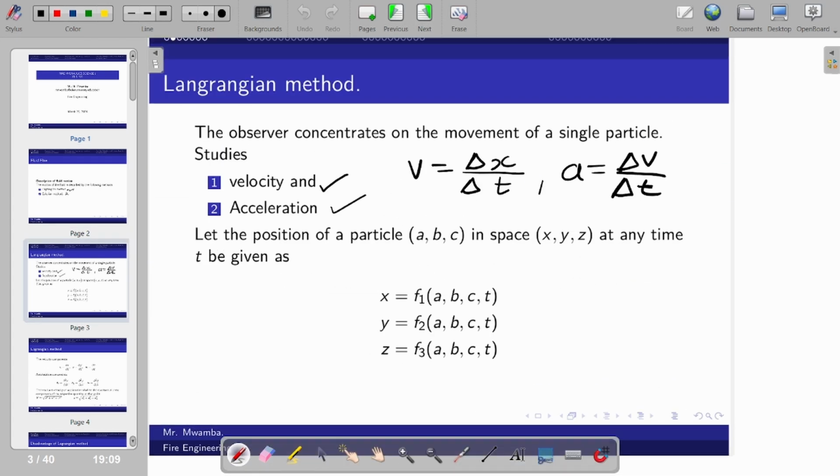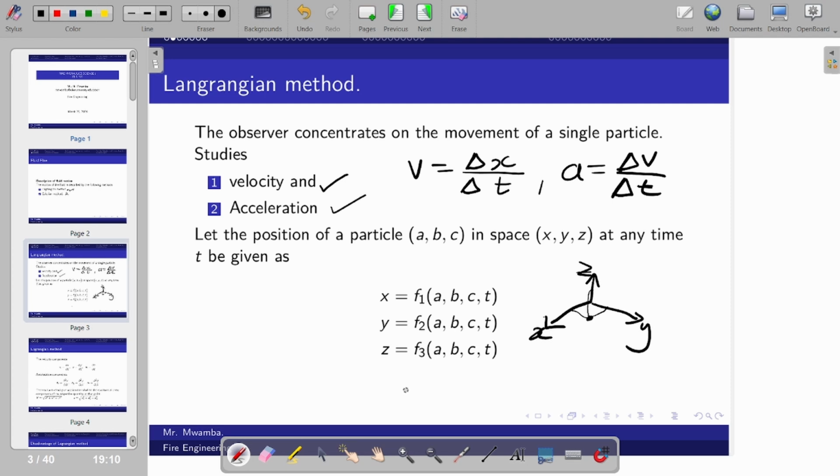Yes, so now we are saying let the position of a particle be a, b, c, d in space x, y, z. So we have, let's say, a 3D space with the x coordinate here, the y coordinate and the z coordinate there in space. Suppose we have a particle at this point, corresponding to the change in space along the x-axis, and also along the y-axis, and also along the z-axis. If we have a point like this, let it be described by these three coordinates.